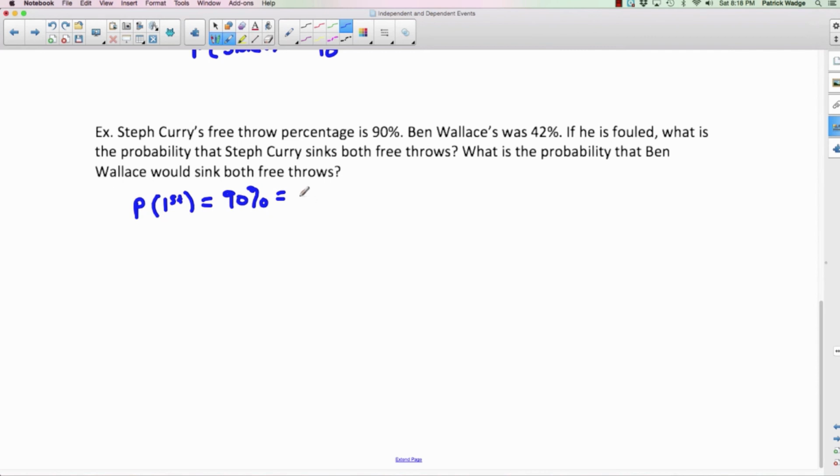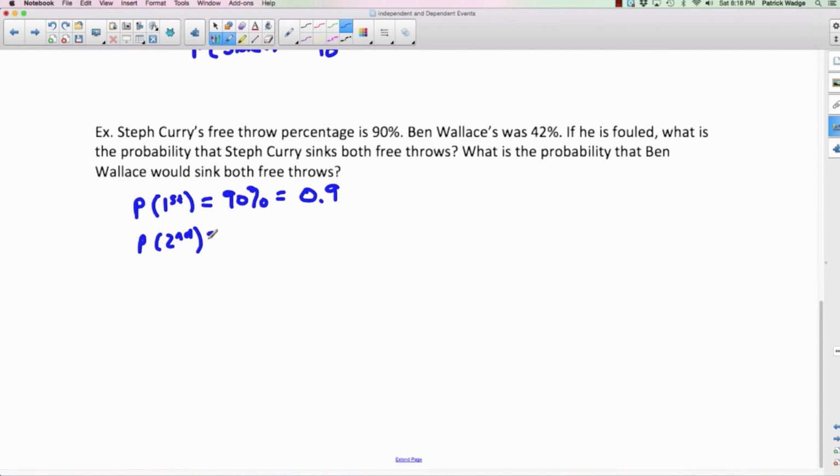What's 90% as a decimal? Remember, you move it over 2 spots. 0.9. You could also write as a fraction, 9 over 10. Maybe you want to do that. But I just want to show you can do it with percentages. So we got 90%. What's the probability of him getting the second one?